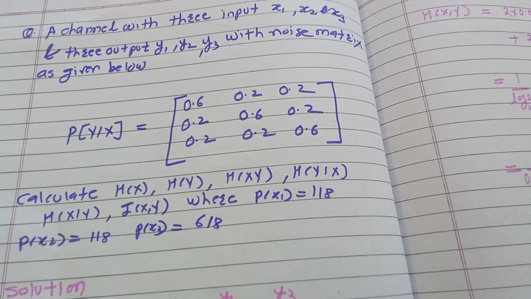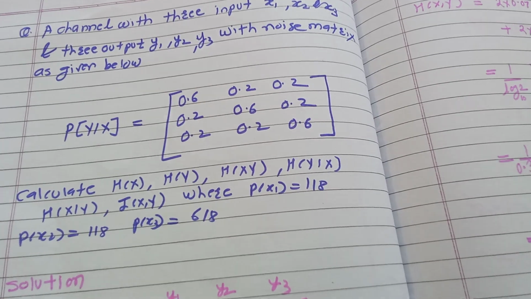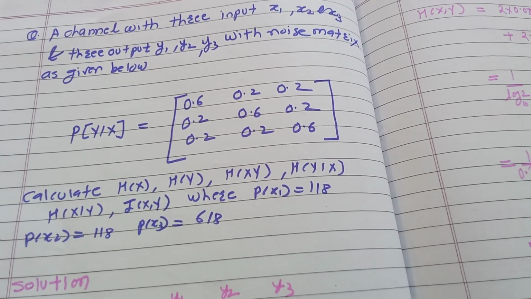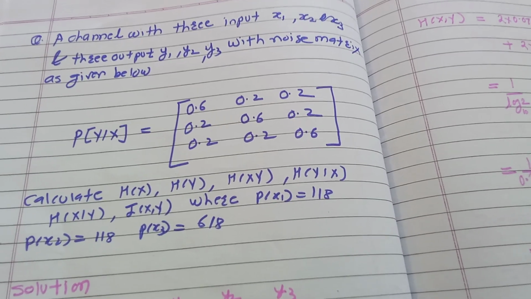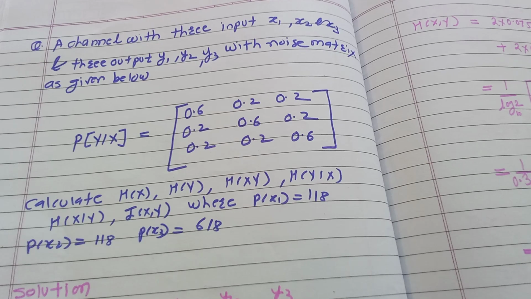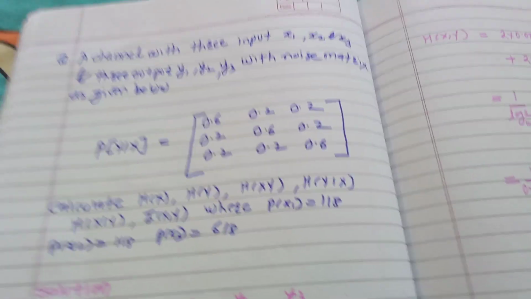Hello students, let us solve another problem on computing different entropies and mutual information. In a university exam you will definitely get such type of problems. The problem statement is: a channel with 3 inputs x1, x2, x3 and 3 outputs y1, y2, y3 with noise matrix as shown below.